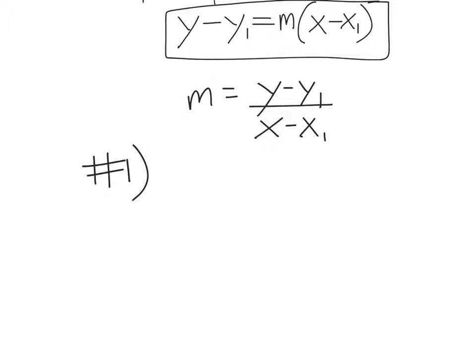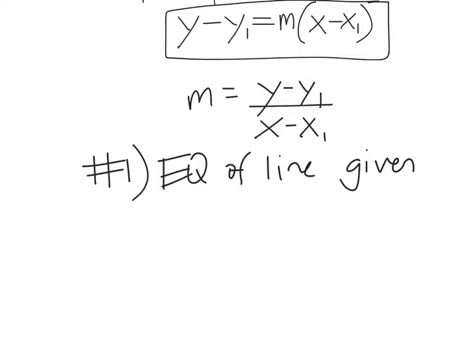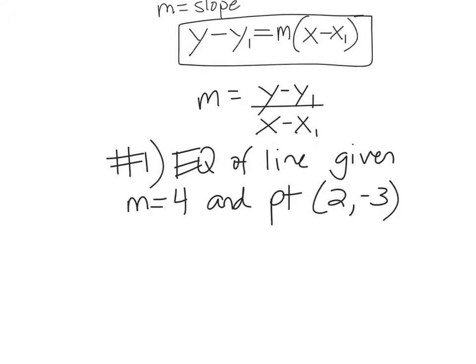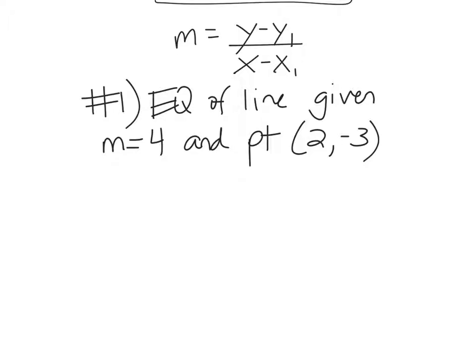So now I'm going to give you a point that is not the y-intercept and a slope, and we're going to use this formula. Find an equation of a line given these two pieces of information. The line has a slope of 4, and it goes through the point 2, -3. Now, we just learned point slope, so you're assuming that we're going to use it, and you're right. You want to use point slope form because there's a point and there's a slope.